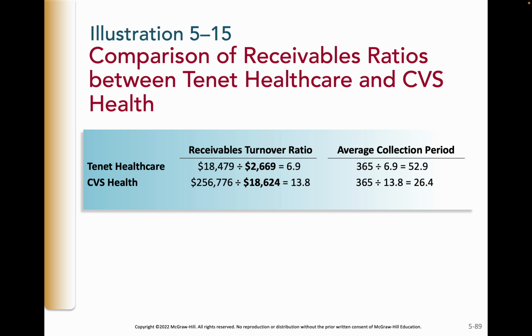That's a long time. CVS, on the other hand, we have their credit sales, their average accounts receivable. Their receivables turn over 13.8 times a year. So we should also anticipate an average collection period of less than 30, because if their receivable turnover is right around 12, the average collection period would be right around 30, because that would be once a month. With a receivable turnover of 13.8, we take that and divide it into 365, we get an average collection period of 26.4.